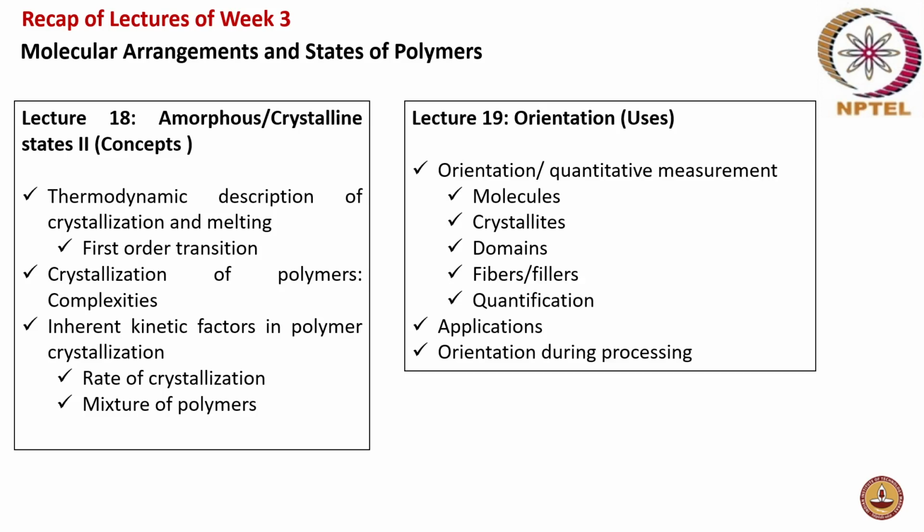Lecture 19 was on molecular orientation. It was on uses, so orientation and the quantitative measurements, right? So what are the aspects of orientation in case of molecules, crystallites, domains? Domains come in when there is a mixture of polymers, right? And then the orientation of the fibers in case of composites, right? And then there was discussion on the average orientation factor, right? That helps you quantify it. And then what are the applications?